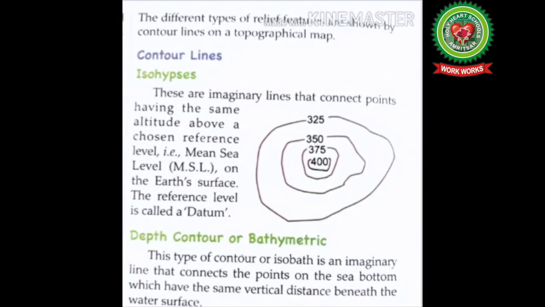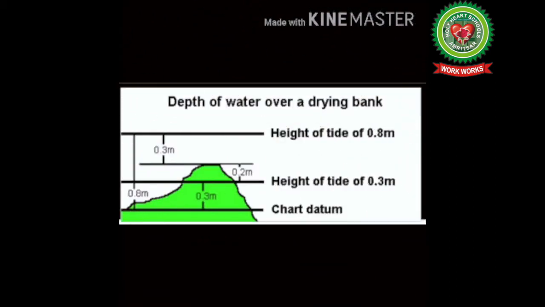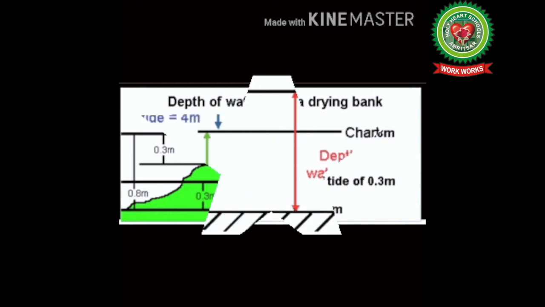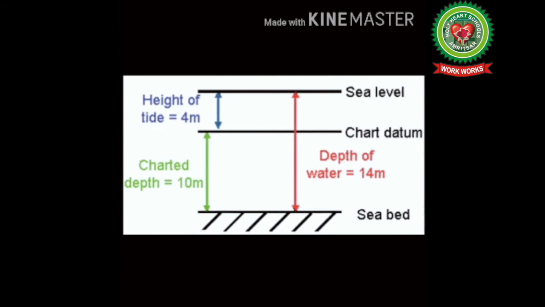Next point is depth contour or bathymetric. This type of contour, or isobath, is an imaginary line that connects the points on the sea bottom which have the same vertical distance beneath the water surface. Students, let's understand through the diagram. Depth contour or bathymetric is a line connecting points of equal depth below the hydrographic datum. Hydrographic is related to oceans, rivers, all water bodies. It is also called a bathymetric contour or depth curve.